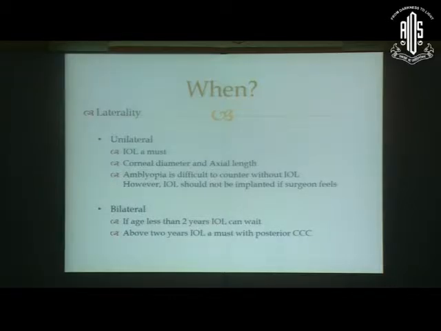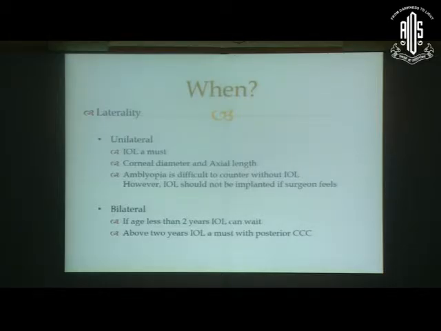Laterality. See, in unilateral cases an IOL is a must. But when we say IOL is a must, we should understand that corneal diameter, anterior segment parameters and axial length should be supporting it. We don't want to put an IOL in a small eye where we end up with angle closure glaucoma. Also, in pediatric patients, secondary glaucomas are very common, and we should be aware that anterior segment parameters should be taken into account whenever we are planning to put an IOL. Why we are so willing to put an IOL in a unilateral case is because amblyopia is difficult to counter without an IOL. So an IOL should not be implanted if the surgeon feels that it will lead to glaucoma or other complications. We should not put an IOL then, but otherwise we should try and put an IOL.